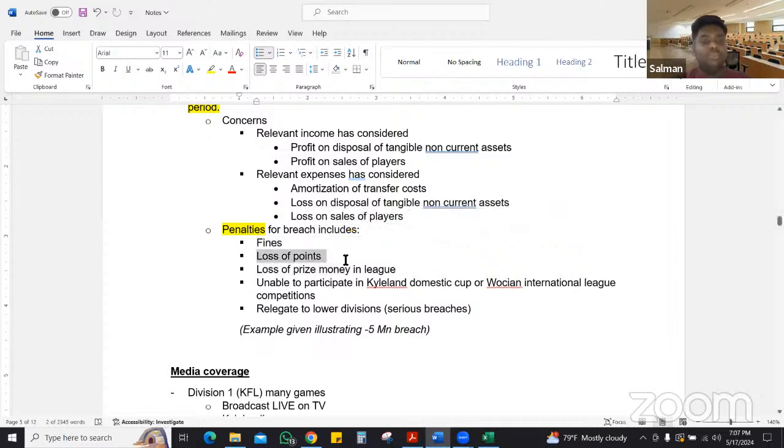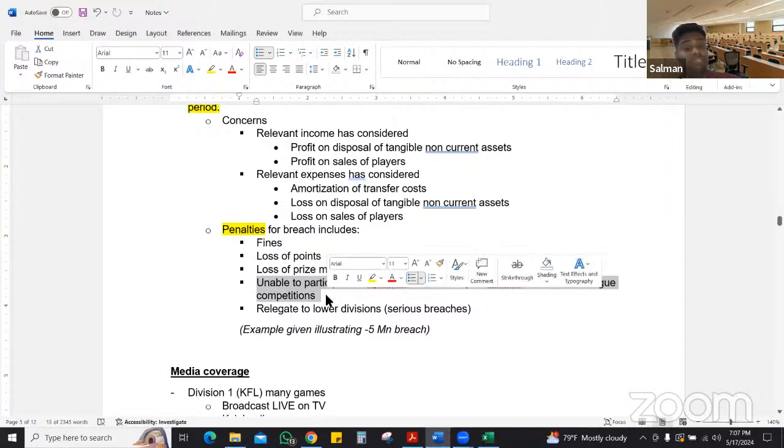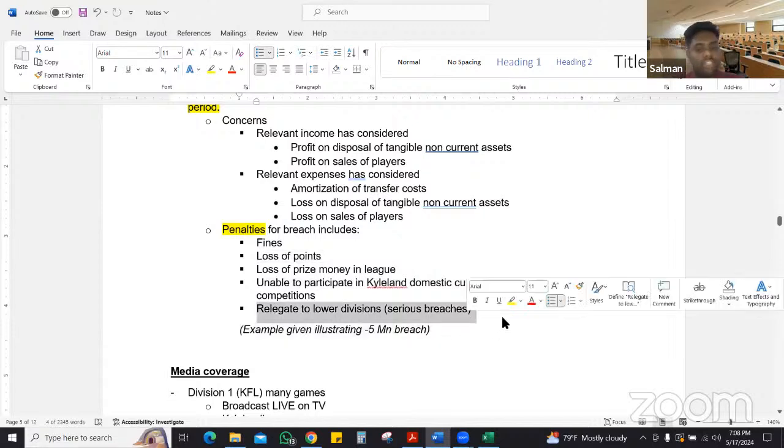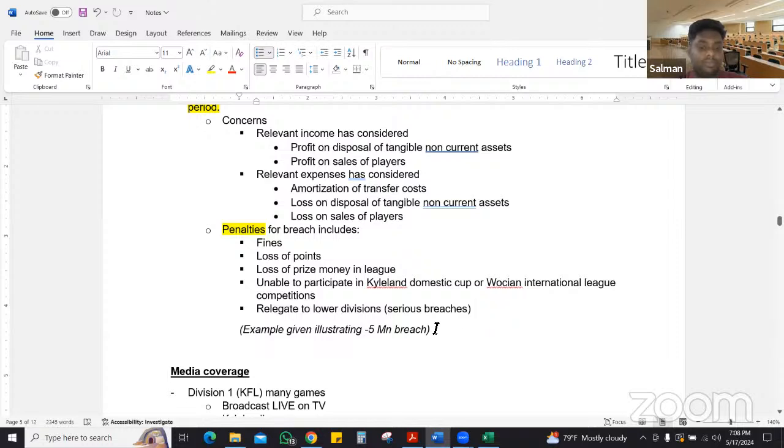And you can even lose points. Losing points means you will be relegated below. Loss of prize money in the league, that's one of the income sources. And you might not be able to participate in the domestic cup or even in the international league. You might even be removed from this competition and relegated to lower divisions. Serious breaches: loss of points can also lead to relegation. If it is a serious breach, even if you have points, you might be relegated to lower divisions.